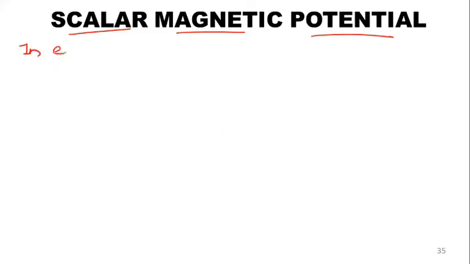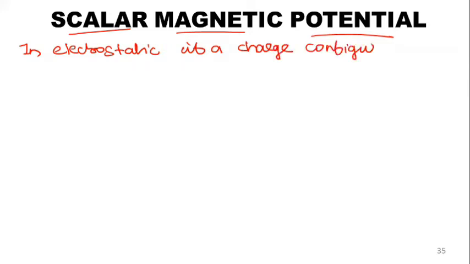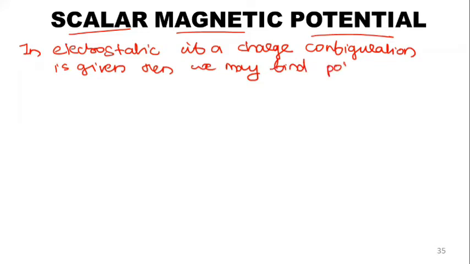So in electrostatics, if a charge configuration is given, you know the equation for all these things. If a charge configuration is given, then we may find the potential from that, and then the electric field intensity, right? So what is the equation for that? You know the equation. The equation is E is equal to minus del V. So likewise, we used to find out.